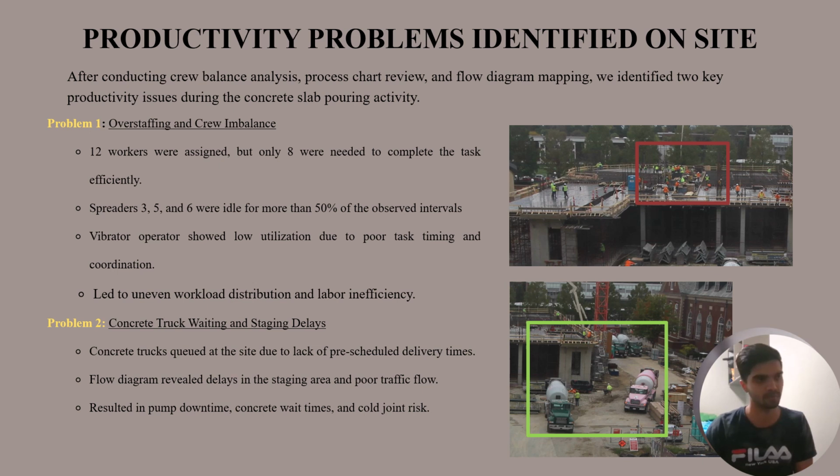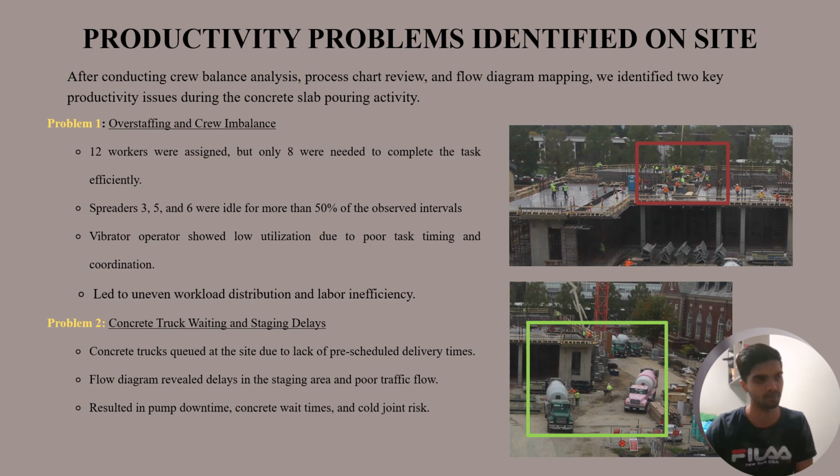Based on the analysis, spreaders 3, 5, and 6 had utilization rates below 50%. The vibrator operator was also idle during multiple intervals due to the lack of communication and coordination. This led to unequal workload distribution and unnecessary labor costs. As you can see in the image, there are a lot of workers standing at a single place.